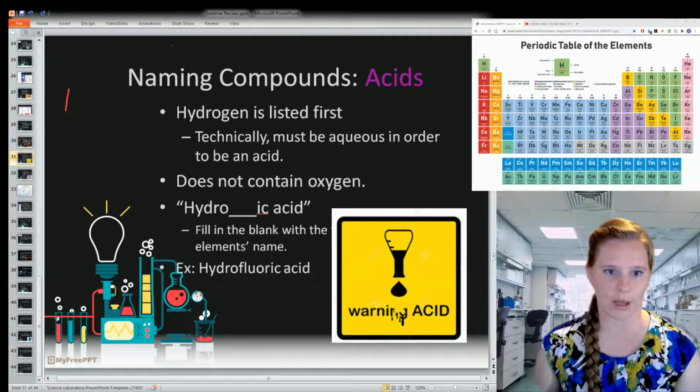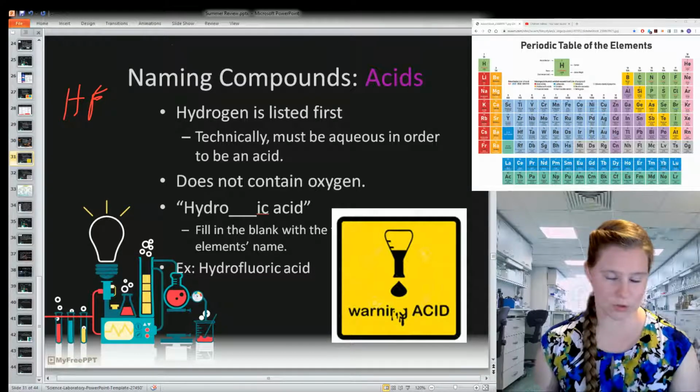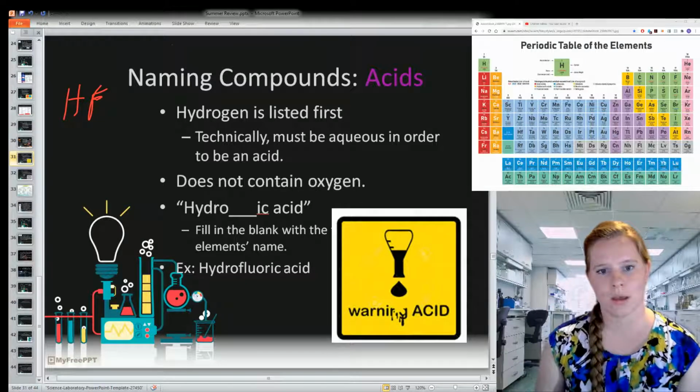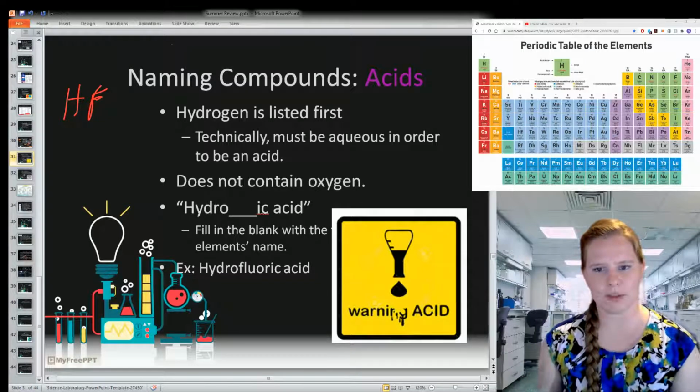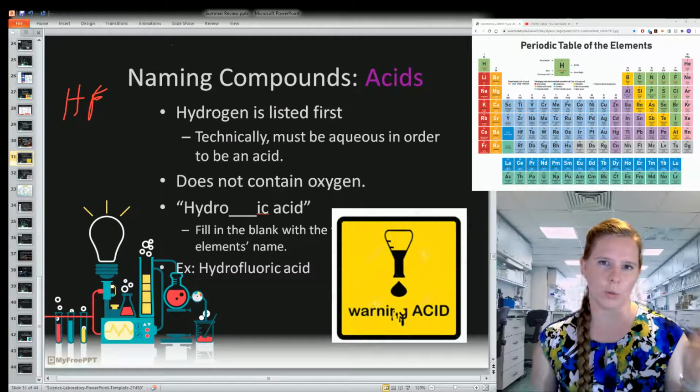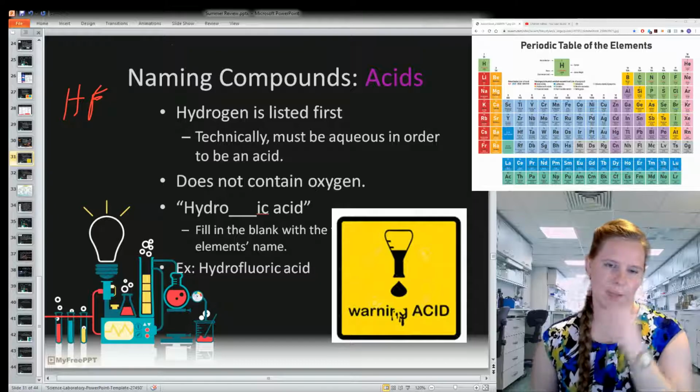So if you're looking at a compound and you have HF, okay, my H comes first. Aha, that means it's an acid. That's how you know it. Technically, it must be aqueous in order to be an acid. Don't worry about that for this chapter, but when you're writing out equations later, that might become important.